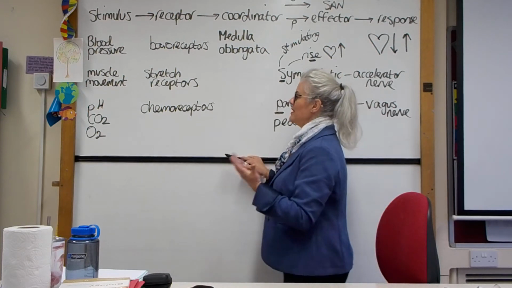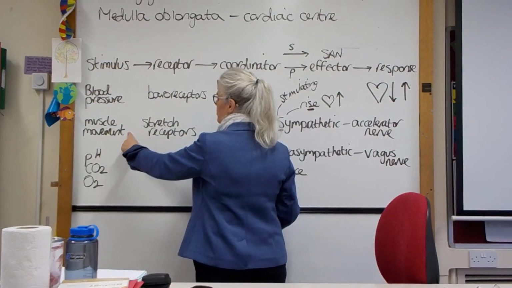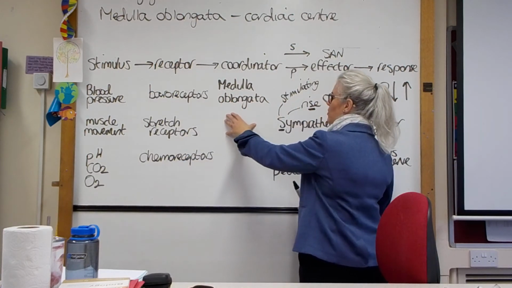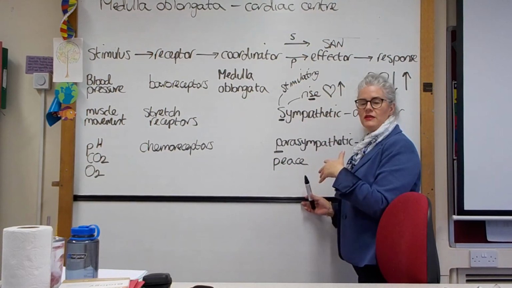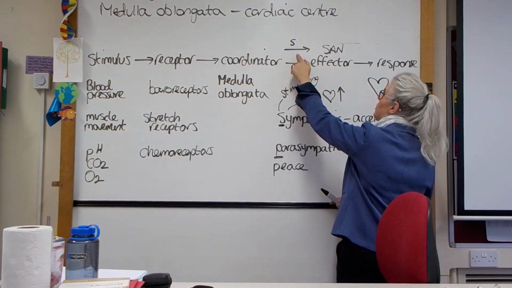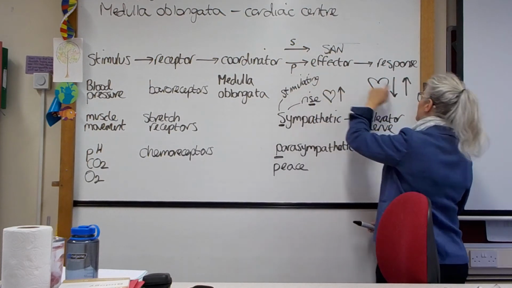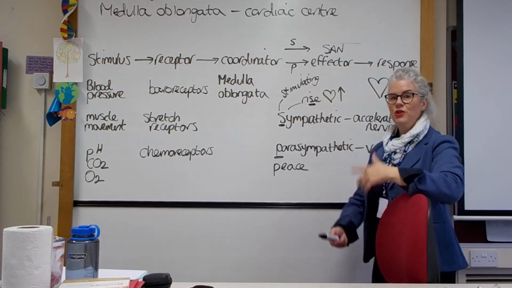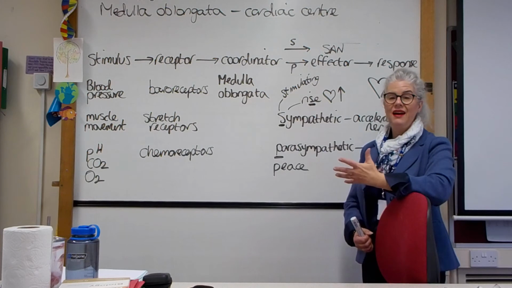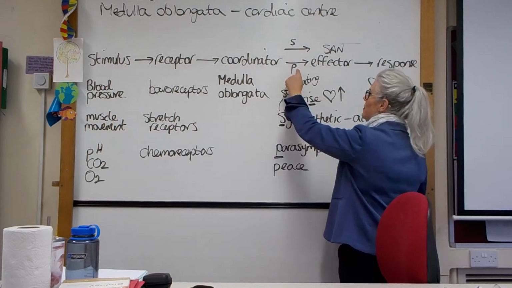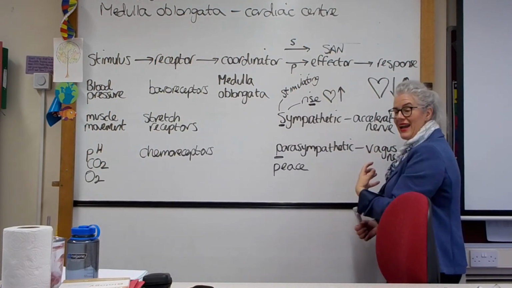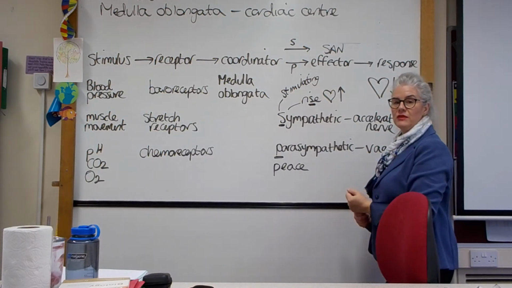Okay? So let's have a look at another one. Muscle movement. If you're starting to increase your muscle movement, then your medulla oblongata is going to think, right, we need an increase in heart rate, so that's going to go down your sympathetic nerve to your sinoatrial node, and it's going to increase your heart rate. When you stop exercising, that heart rate is going to need to come back down to normal. You don't need that elevated heart rate anymore. So that's going to go down the parasympathetic nerve to the sinoatrial node to bring that back down to 60 to 80 beats per minute.